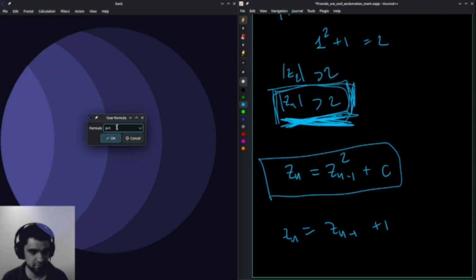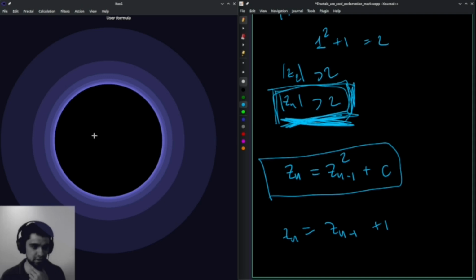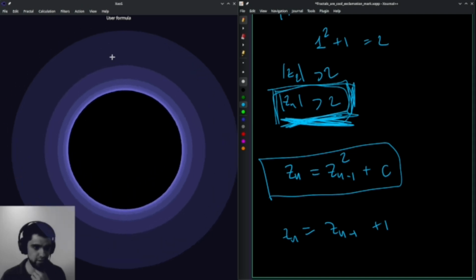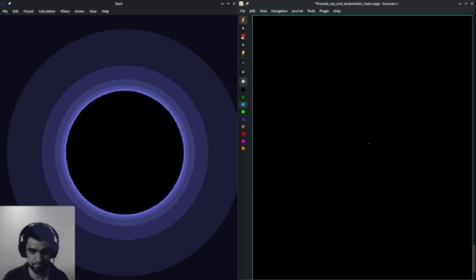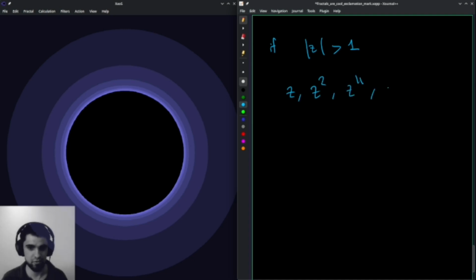Another interesting formula would be just z squared, right? Z times z. And so what we get is this circle. And why is that the case? So the thing is that if a number is bigger than 1 in absolute value, so if z is bigger than 1, then this becomes z squared, z to the power 4, z to the power 8, and so on.